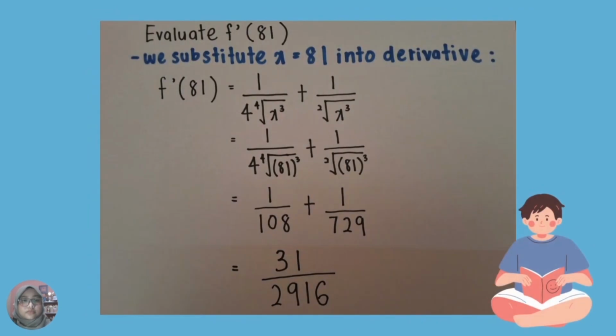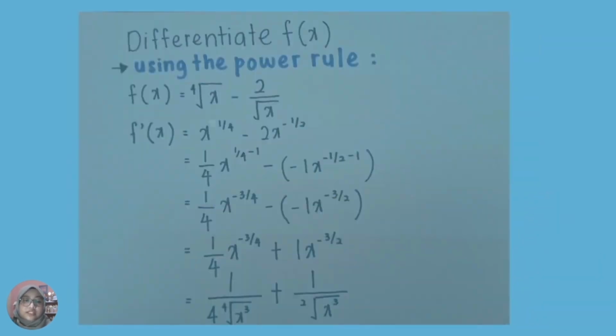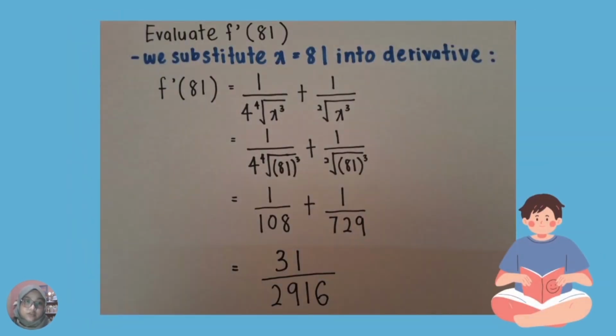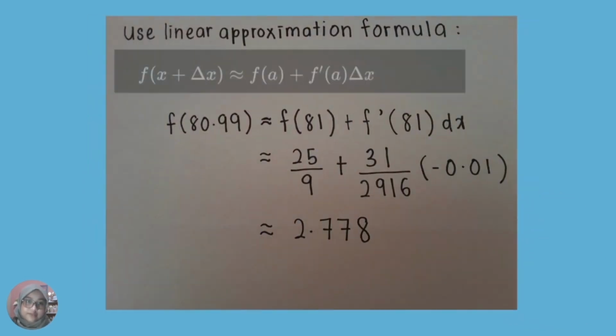Step 4, we need to evaluate f prime at 81. We substitute x equals 81 into the derivative. Just take this answer and replace x with 81. So we got 1 over 108 plus 1 over 729. And last, we got 31 over 2916.